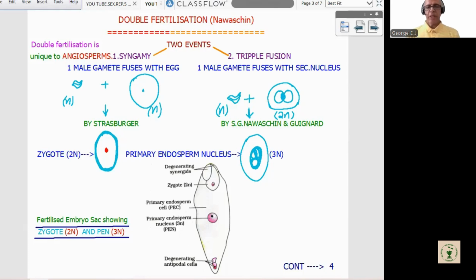So after double fertilization, we get two ploidy levels. One is the zygote with 2N, the other is the primary endosperm nucleus with 3N. This is a famous question for theory exams, and even problems can be there. Now there is a diagram showing the fertilized embryo sac, zygote and primary endosperm nucleus, and degenerating synergids, etc. I think that is also clear.